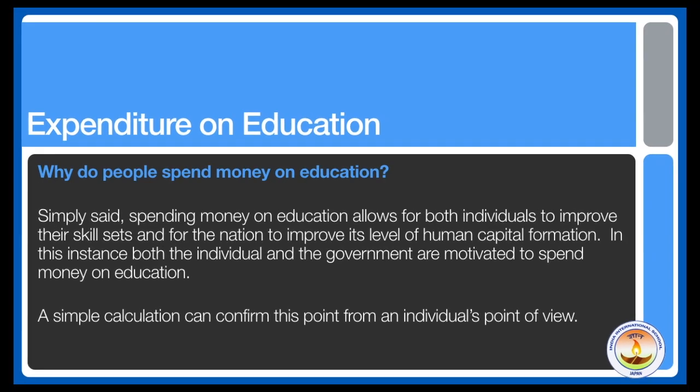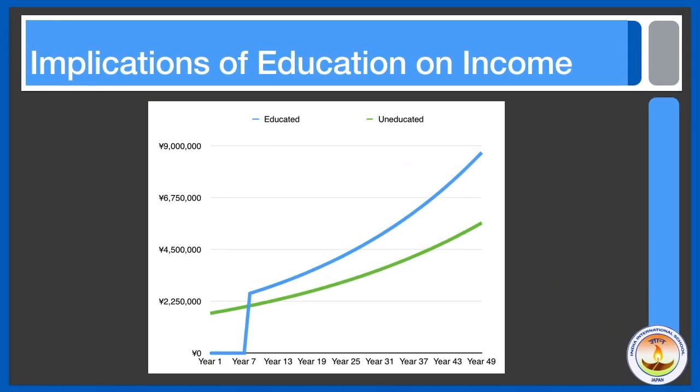If we go to the next slide, you can see here very simply that somebody who does not get an education beyond the 10th grade, their salary in Japan is represented by this green line. In year 1, they'll earn just under 2 million yen. And by the time they retire, they'll be earning just around 5 million yen.